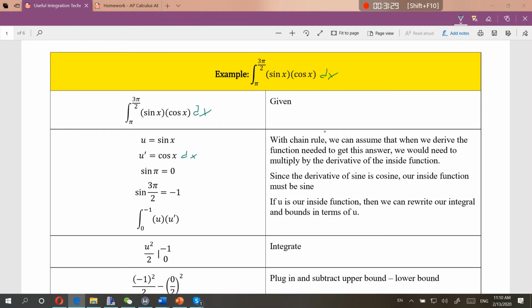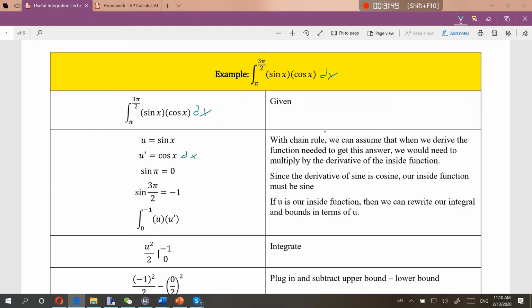I'll take a look at another one where it'll matter which one we pick, but sine and cosine are a little bit weird in that when you derive them, you get the same thing, just with different signs. Okay, so if I say u is sine and u prime is cosine dx, then when I substitute, this would be u times u prime, right?